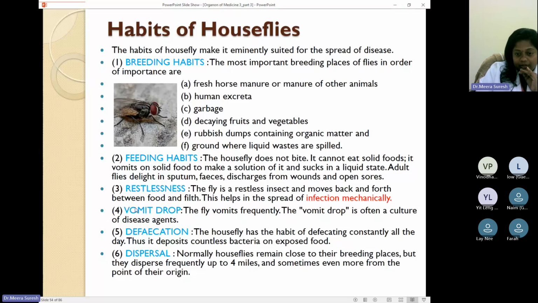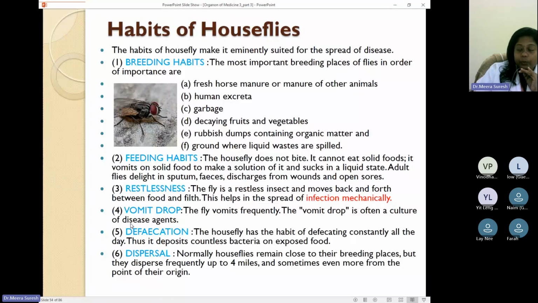So this, the third one, is the vomit drop. As we saw, when they are eating, they are not eating per se, but they are dropping or vomiting something by which the solid food is converted into a liquid nature, for them to suck only that much quantity. So this constant vomit dropping is done by them. The fly vomits frequently, and the vomitus will often be a culture of disease agents, meaning all the disease causing organisms will be present in that vomitus.